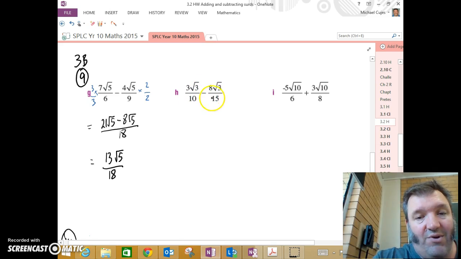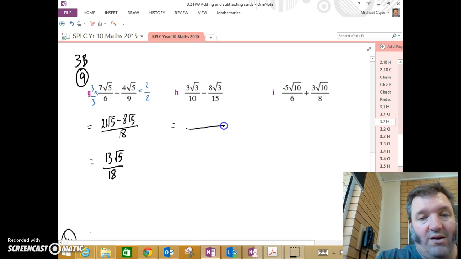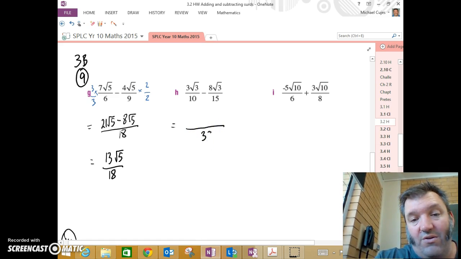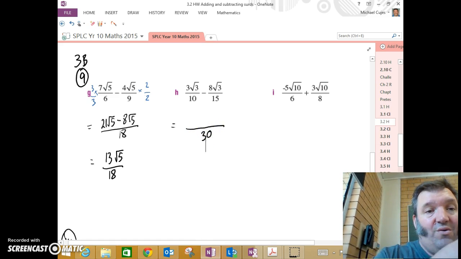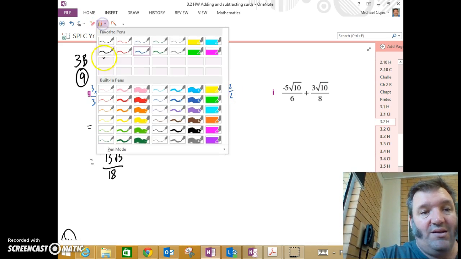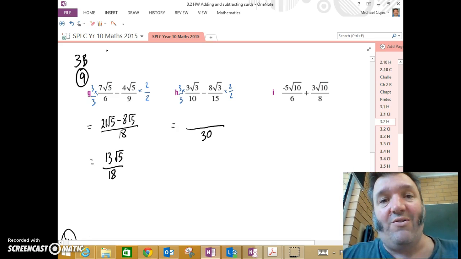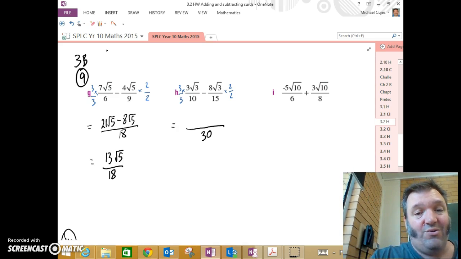3 root 3 on 10 minus 8 root 3 on 15. All right, I think you can all see the lowest common denominator is going to be 30. What am I doing to the fraction on the left? Multiplying by 3 over 3. On the right, multiplying by 2 over 2. That's going to give me my common denominator with equivalent fractions. No good writing them as a common denominator and not changing the numerators so that they're not equal.